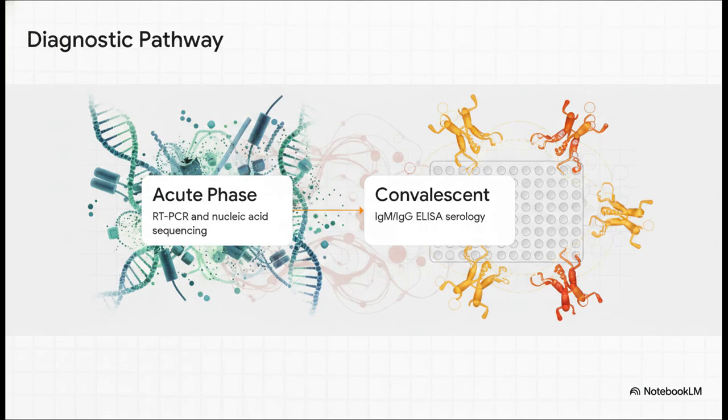Now, while viral culture on Vero E6 cell lines is technically possible, the lack of distinct cytopathic effects makes it incredibly slow and honestly just very difficult to observe. So when it comes to molecular detection, early timing is absolutely everything. During the acute phase, the laboratory pathway relies entirely on RT-PCR and nucleic acid sequencing. Later on, during the convalescent phase, the diagnosis is confirmed serologically using ELISA testing for hantavirus-specific IgM and IgG antibodies.